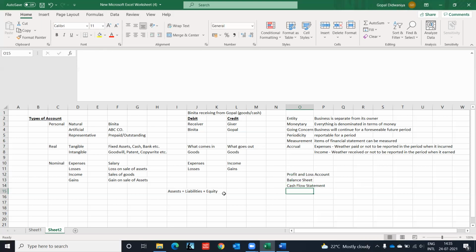So we have profit and loss, where we have just expenses and revenue, income and gains. In the balance sheet, we have assets, liabilities, equities, and in the cash flow, it is details about cash and cash equivalents. These are the basic financial statements.